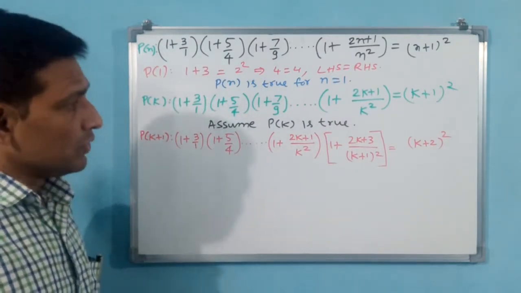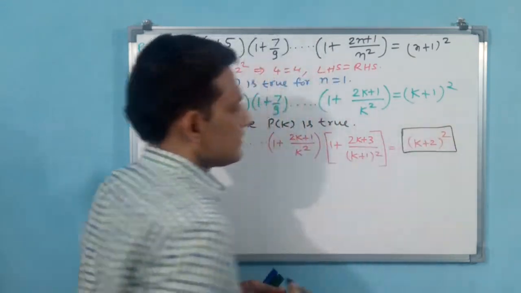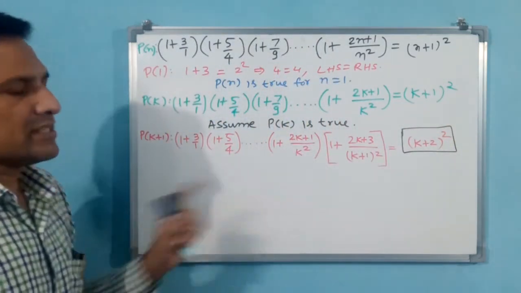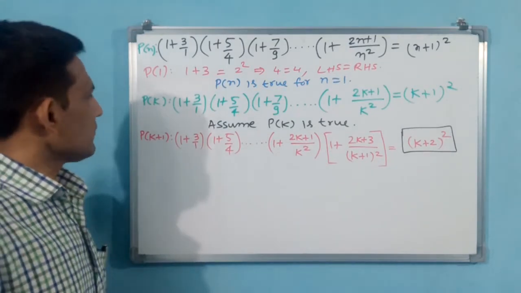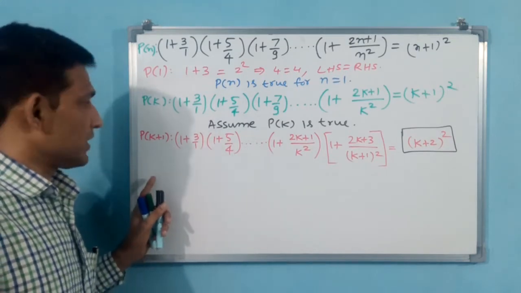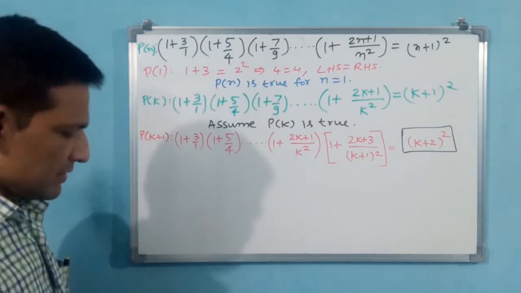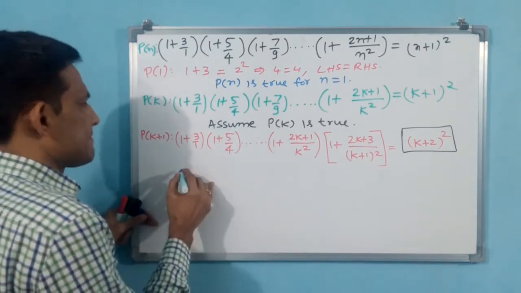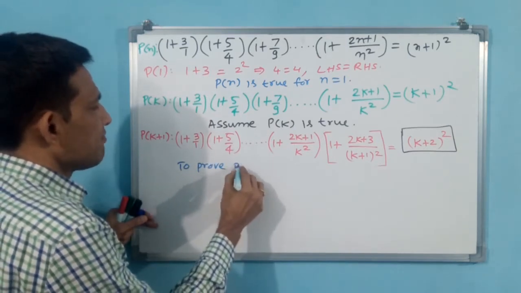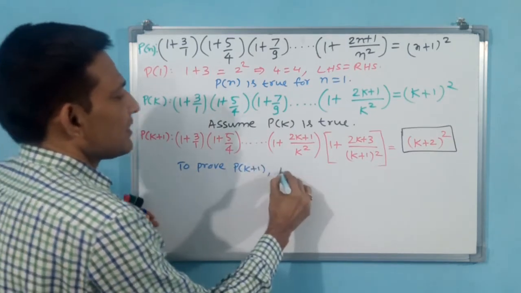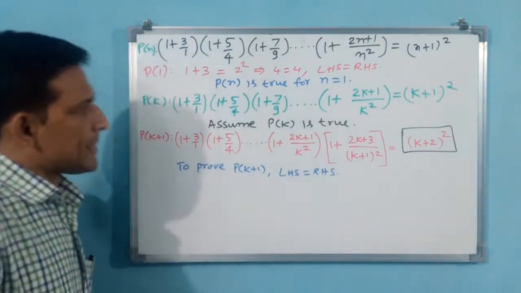But what you have to do, you box this RHS. Why? Because this has to be proved. If box is there, immediately your view will go there. Focus. Okay, now important step, another step we have to write: to prove P of k plus 1, LHS is equal to RHS. Yes, definitely. Write that one. Okay, this you have to prove.